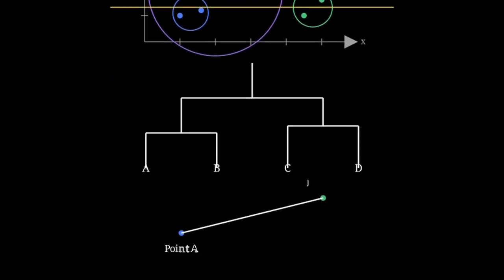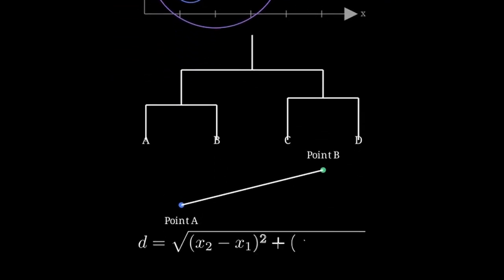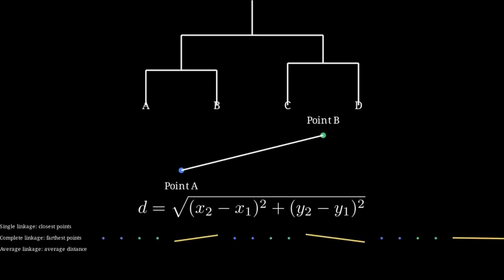To decide which groups are closest, we use a distance metric. A common choice is Euclidean distance, which is the straight line distance between 2 points. We also need a linkage rule to measure distance between groups. Single linkage uses the closest points. Complete linkage uses the farthest points. Average linkage uses the average of all pair distances.